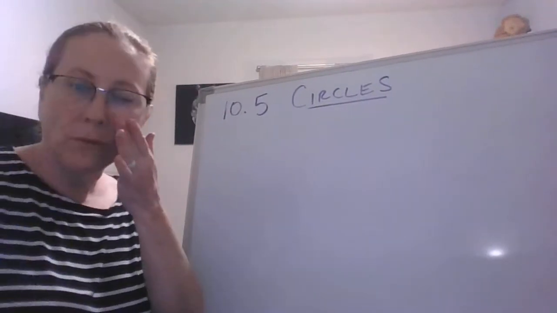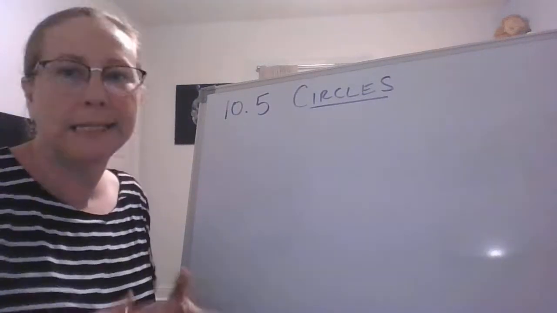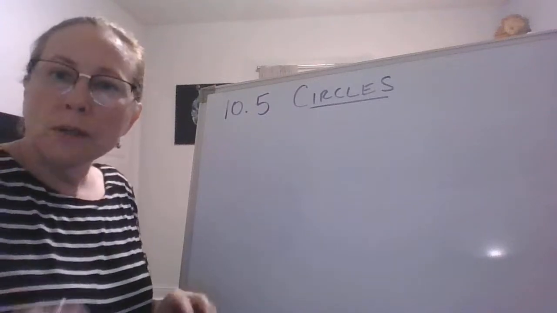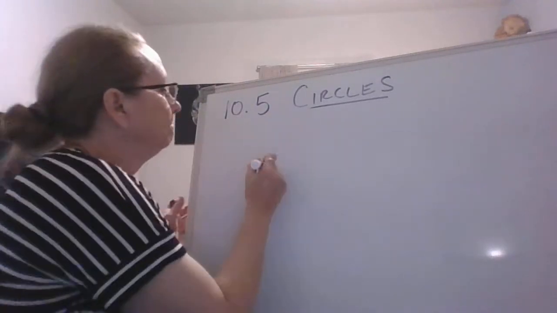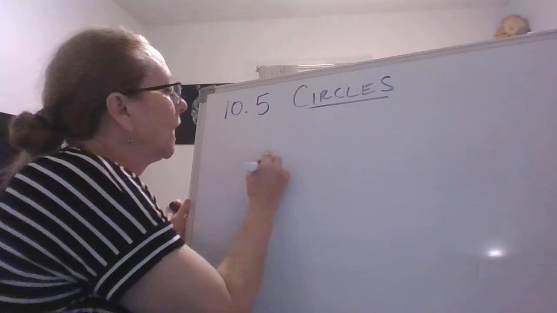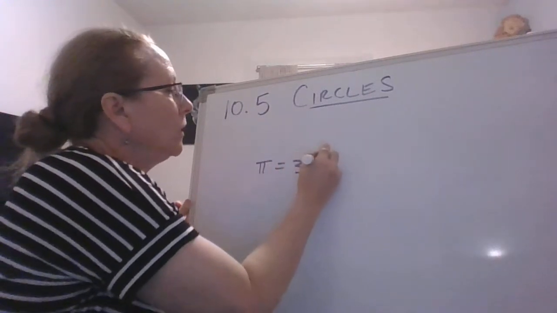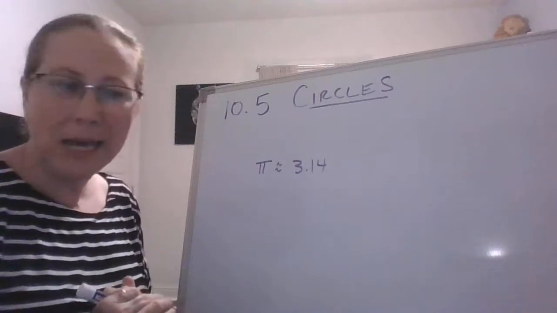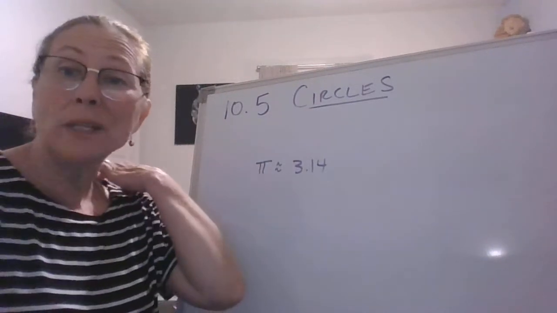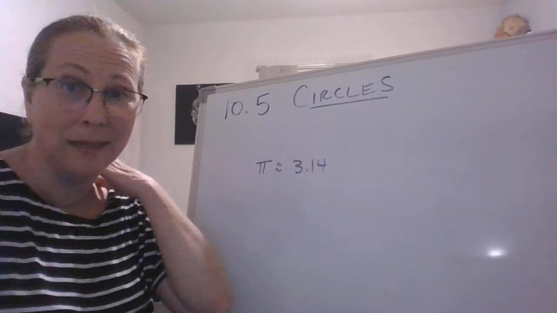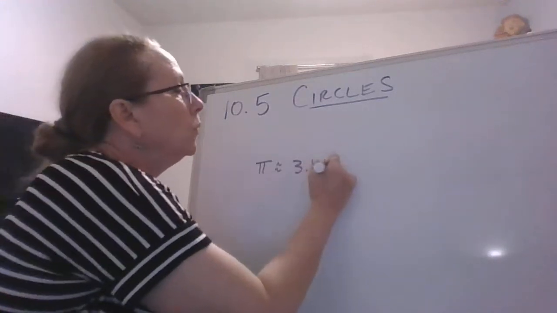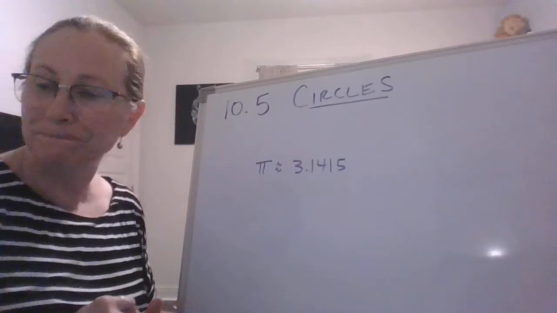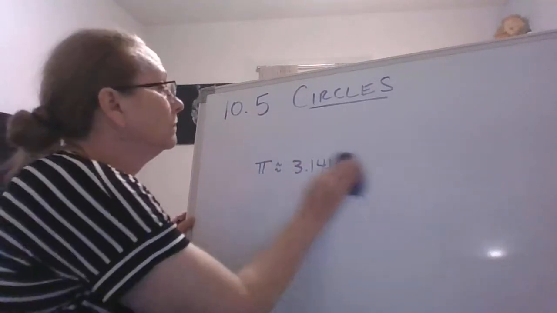So circumference and pi and diameter. Let's talk about that for just a second. Most of you think of pi as 3.14, an approximation. Well, if you hit pi on your calculator, you actually get a lot more than that. You get 3.14, 15, and so forth. It just keeps going and going and going. So where does it come from?